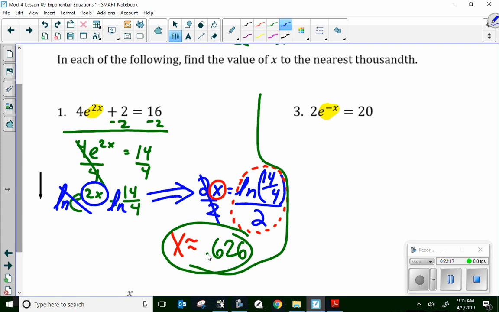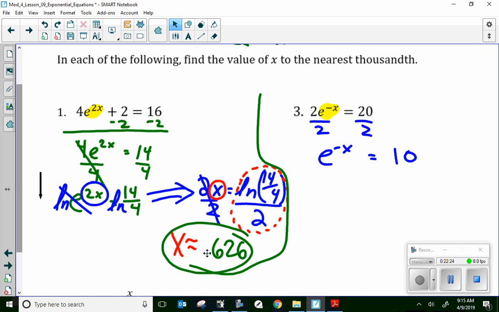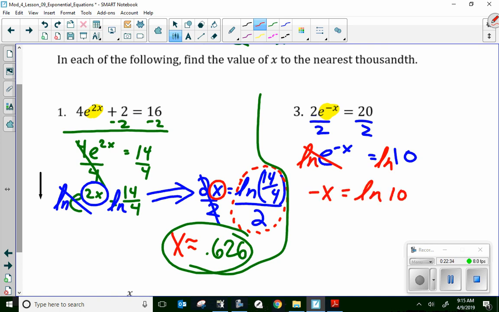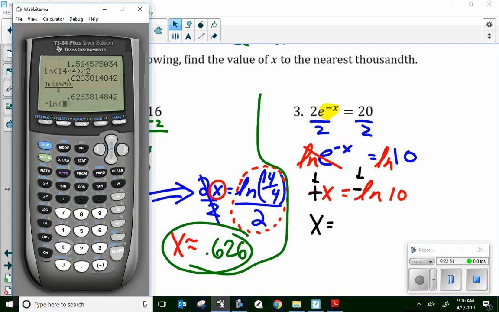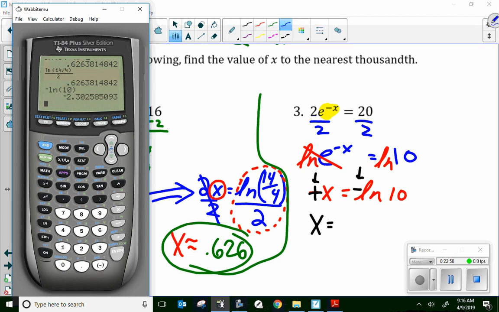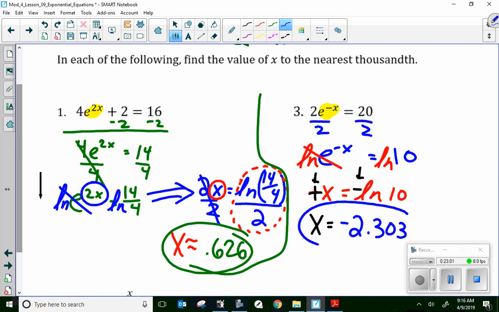Let's take a look at the next one. All right, easy. Let's divide by 2. And I've got e to the negative x equals 10. Well, I know natural log and e cancel. Negative x equals the natural log of 10. All I have to do is negate both sides. If I flip the sign over here from negative to positive, I have to flip the sign over here from positive to negative. So x equals the negation of the ln of 10. Negative 2.303. I love natural log. Love it.